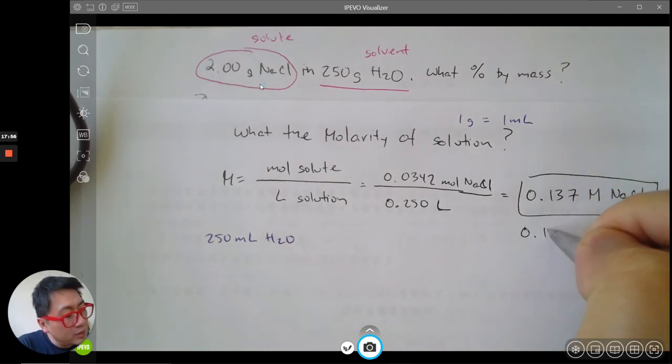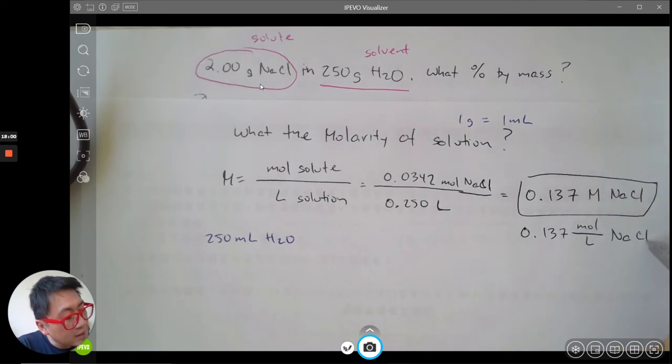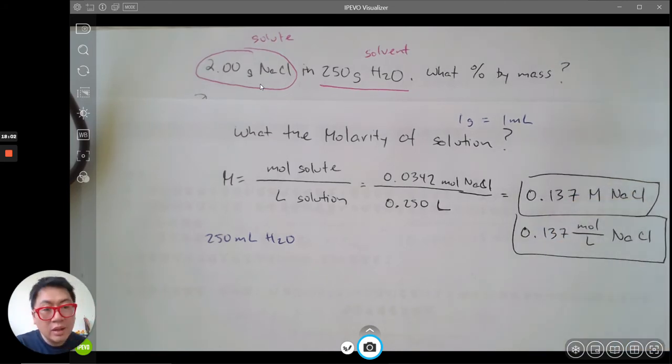You can also write it as moles per liter. They mean the same thing. 0.137 molars of sodium chloride, 0.137 moles per liter sodium chloride, they mean the same thing. Molarity, capital M, is moles per liter. They're interchangeable, so you could write it either way.